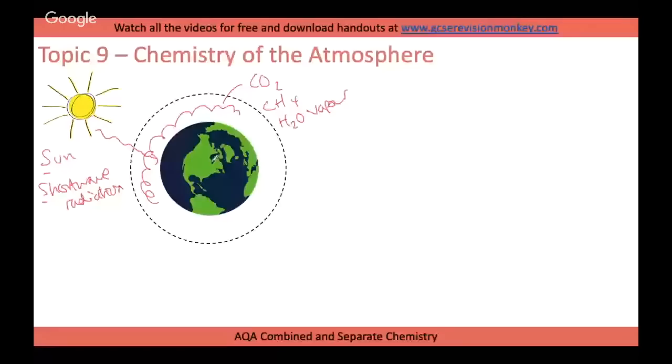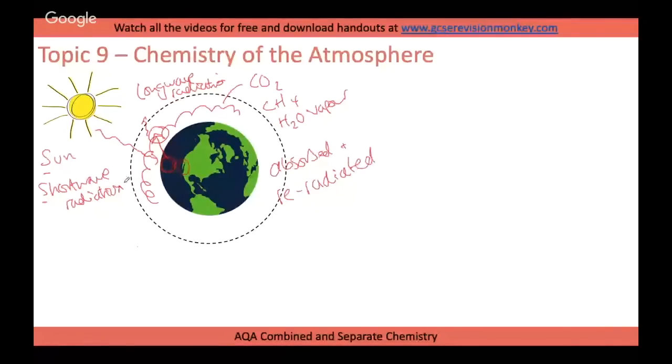So the short wave radiation goes in, but all of the objects on the Earth absorb that radiation and reflect it back into the atmosphere. But this time, as it goes out, it is now long wave radiation. And that doesn't just go straight through the greenhouse gases. Some of it does, but some of it is absorbed and re-radiated back to Earth.